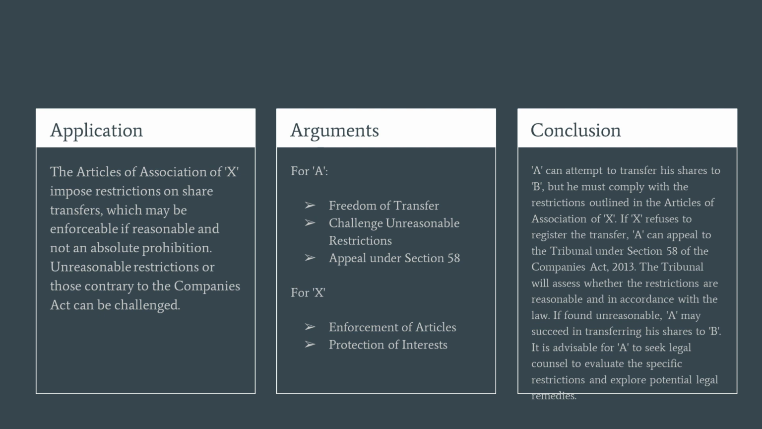Now, let's talk about arguments for A. A is our shareholder here. A absolutely has freedom of transfer. He can transfer his shares to some other person. And the second thing is challenging unreasonable restrictions. A can challenge any unreasonable restrictions because company X imposed some restrictions, right? So A can challenge them. And A can appeal under Section 58 of the Companies Act 2013.